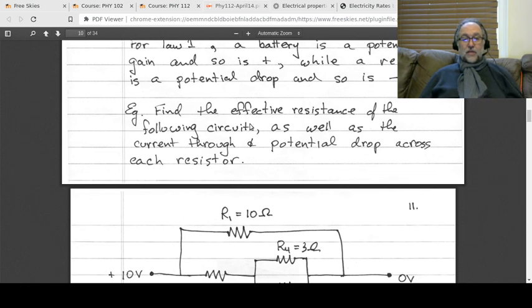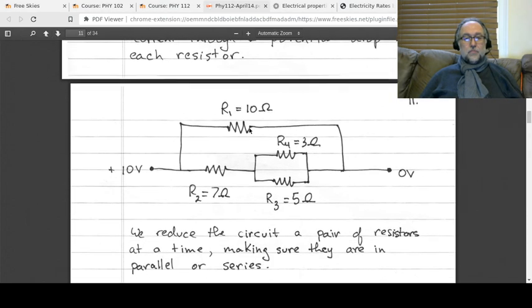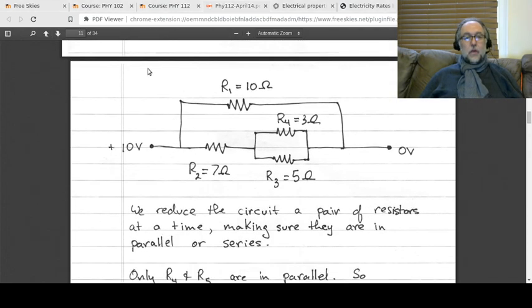So once again, we want the effective resistance of the whole circuit, and then by working the problem backwards from our solution, find the current through each resistor and the potential drop across each resistor. Okay, let's start. So here's the circuit. So this is a different way to draw a circuit.